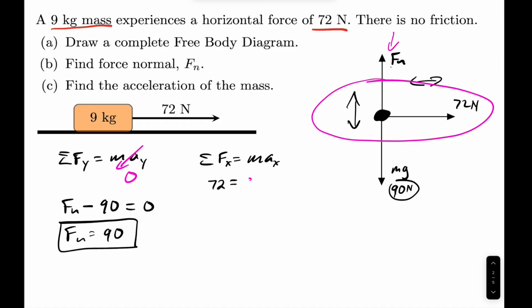So that's going to be equal to 9 times a sub x. And if I divide both sides by 9, I end up getting the acceleration in the x direction is equal to 8. And the unit on that would be meters per second squared. Okay, so that problem, done.